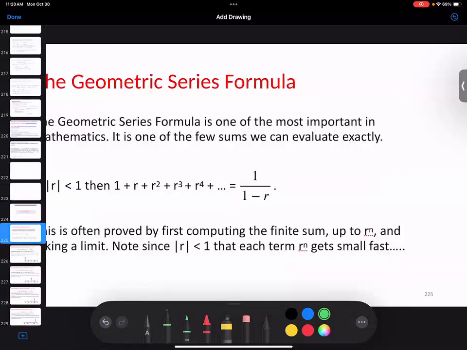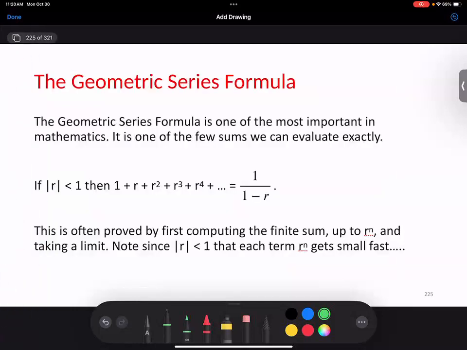All right, so hopefully everybody has seen the geometric series formula before. If the absolute value of r is less than 1, then when we sum 1 plus r plus r squared plus r cubed and so on, we get 1 over 1 minus r. So you should have seen proofs of this. This is a truly wonderful sequence to study.